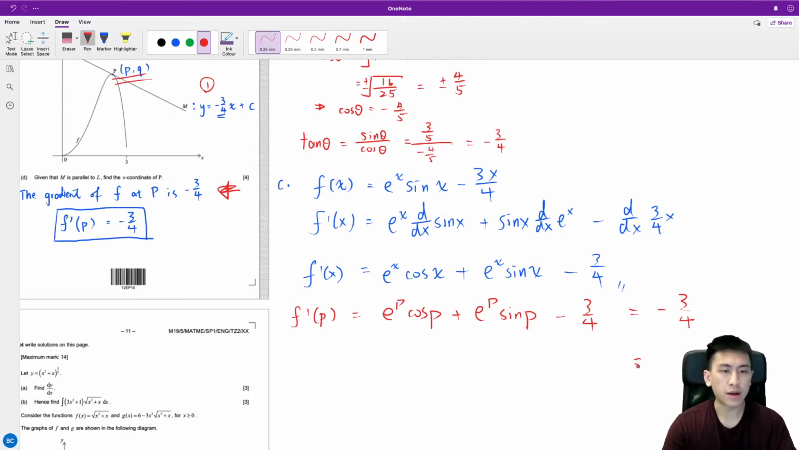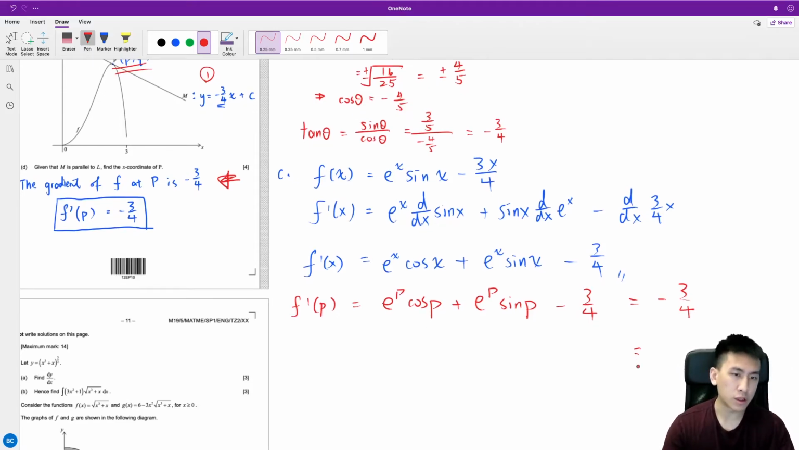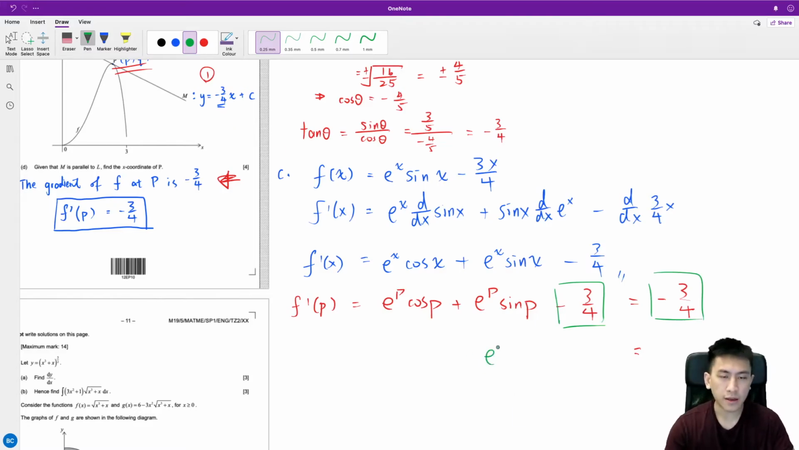And then if you think about it, okay, look, it might not be easy to figure out what's going on here, but I hope you can see, if you think about it, that and that is the same, isn't it? So that tells you that e^p cosine p plus e^p sine p has to be 0, right? It has to be 0.